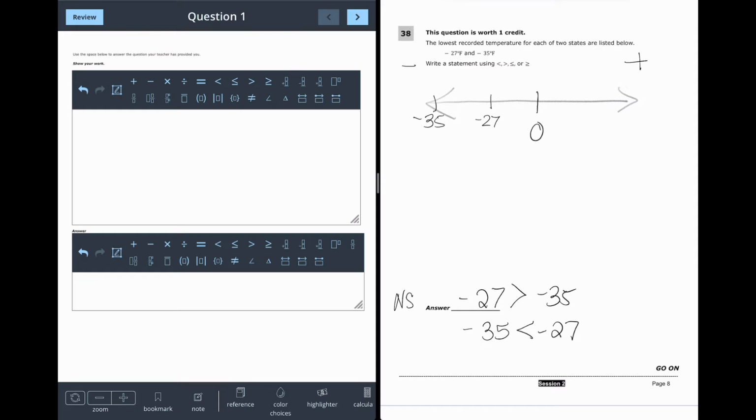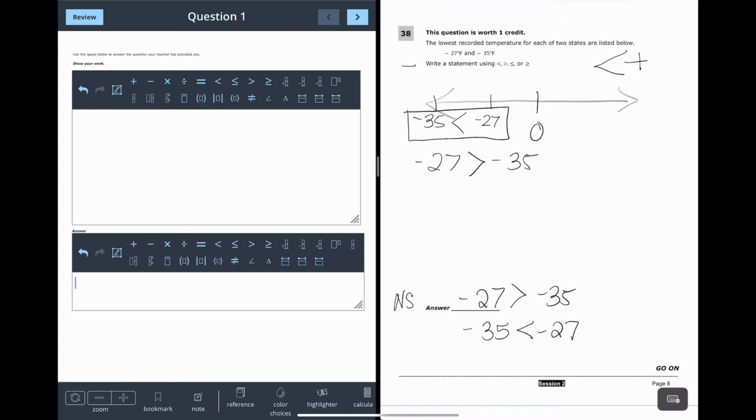And the reason I like this is because then I can see this relationship. Because I know the bigger numbers are on the right, I know that my alligator symbol is going to face that way. The alligator mouth is open there. Or my greater than is going to face the right side. So here we go. Now I have negative 35 is less than negative 27. Or I can write the opposite. Negative 27 is greater than negative 35.